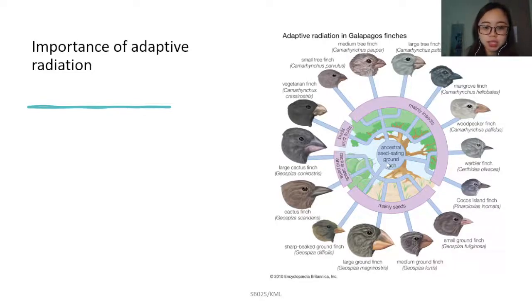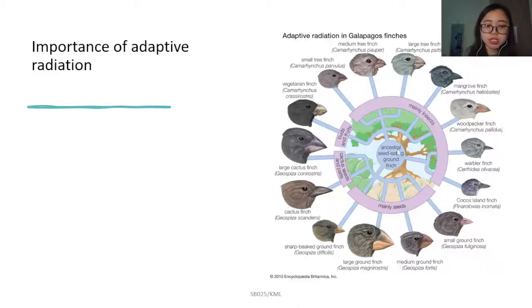So we can see here in this example, we're once again going back to the finches on the Galapagos Islands. When the first finches arrived in the Galapagos, they were all seed-eating ground finches. But in the different islands, in different areas of the islands, there were different types of food available. And so there was disruptive selection happening over many thousands, if not millions of years. All the finches on the Galapagos Islands became diversified into many different species.